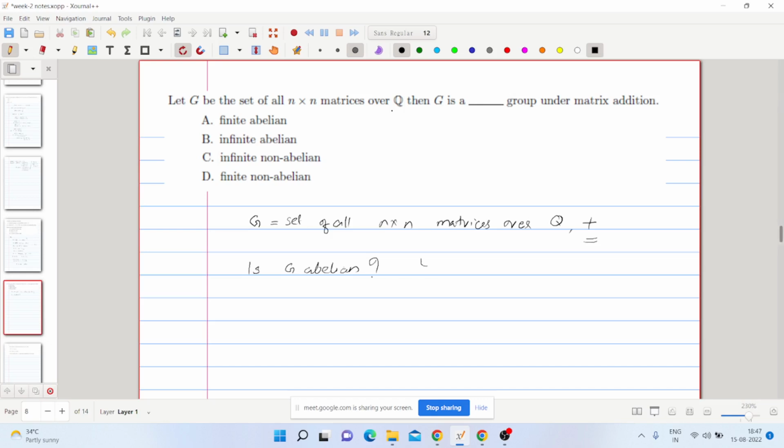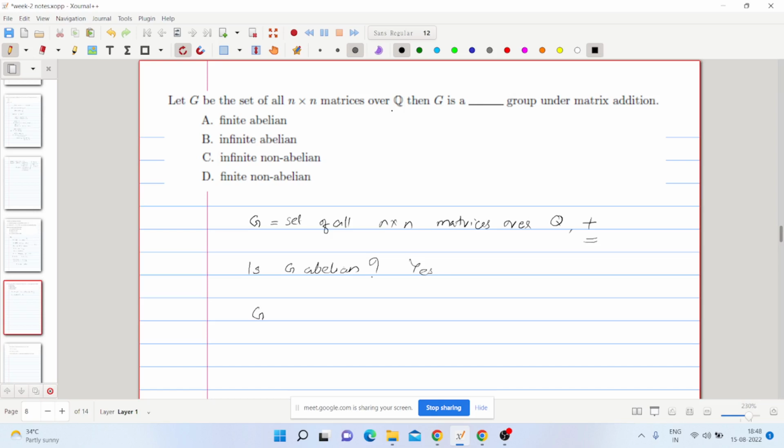Yes, it is. No, it is not abelian. Why? It is a matrix multiplication, no? No, under matrix addition. The operation is matrix addition. Yes, it is abelian because it is usual addition. So coordinate wise, if we are taking a plus b or b plus a, it will be the same. So it is abelian. So is this a finite group or infinite group?